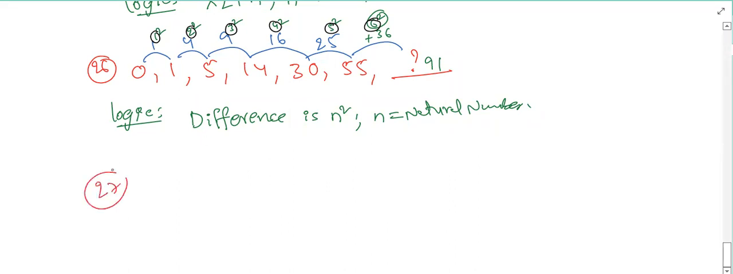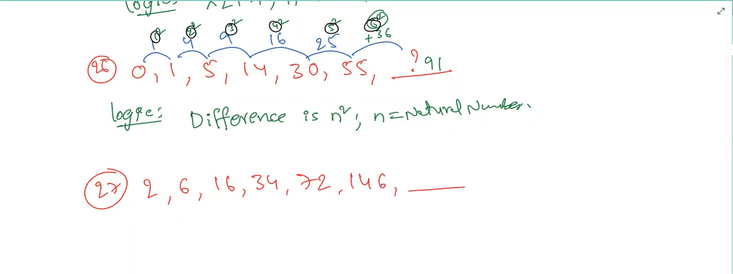See question number, one more question. So 2, 6, 16, 34, 72, 146 and dash. Yes. Tell the logic. Anyone?